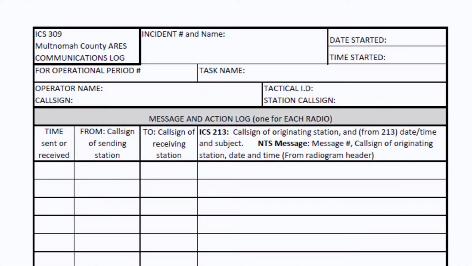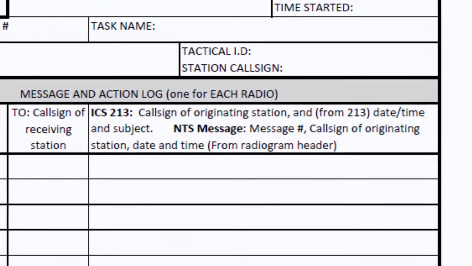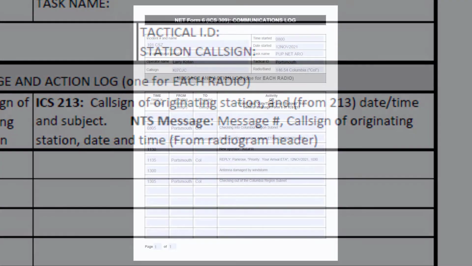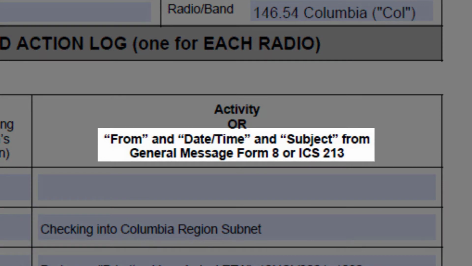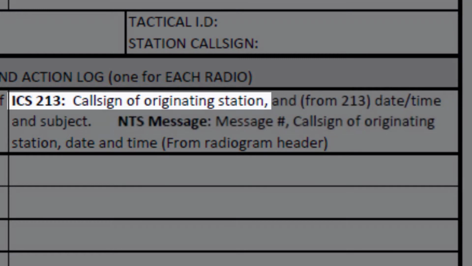One subtlety of the from field is the distinction between the instructions on Form 6 and ICS 309 that ARES uses. Form 6 instructions indicate that this is from Form 8. The ICS instructions indicate that this should be the originating station. We are implementing a new protocol, which is described in another video, that resolves this apparent inconsistency.